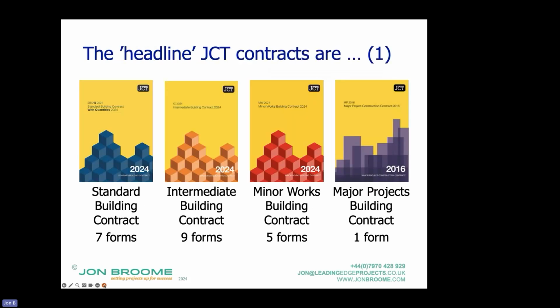If you're in the UK, though, one of the big competitors, if you like, is the JCT contract, which is used for buildings more. You've got these headline JCT contracts. So why do I say headline? Because if you go to the website and you double click on this, it would take you to another page where there are 7 forms.